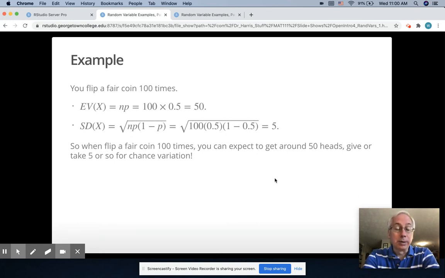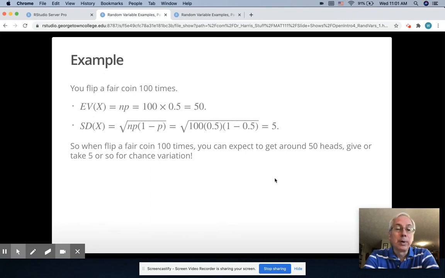The standard deviation is going to be the square root of 100 times 0.5 times 1 minus 0.5. And 1 minus 0.5 is also 0.5. So we've got the square root of 100 times 1 half times 1 half. 100 times 1 half times 1 half is 25. The square root of 25 is 5. And so the standard deviation is going to be 5.